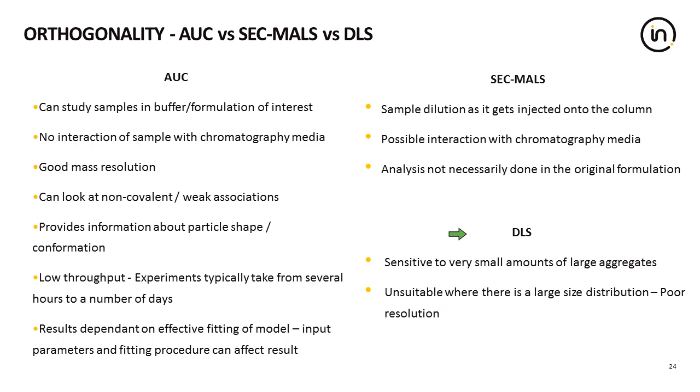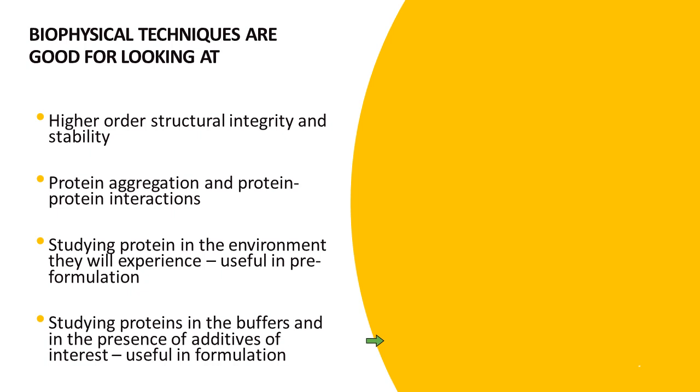So it's best always to go for as many techniques as possible so that we can get the maximum information. Biophysical techniques in general are good for looking at higher order structural integrity and stability, protein aggregation and protein-protein interactions. They are really useful in pre-formulation, where you can analyze proteins beforehand in the environment they're going to experience, or in formulation, where you have formulated them and you can study them in the buffers and additives of interest.